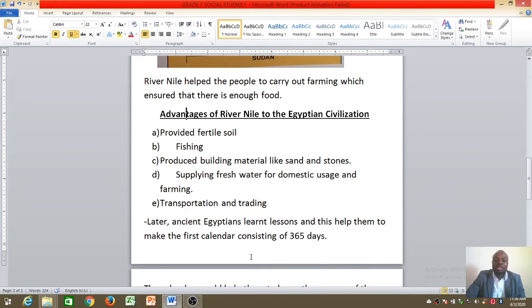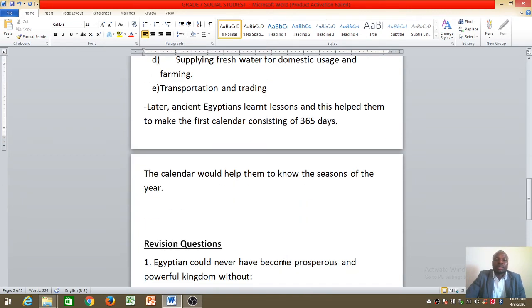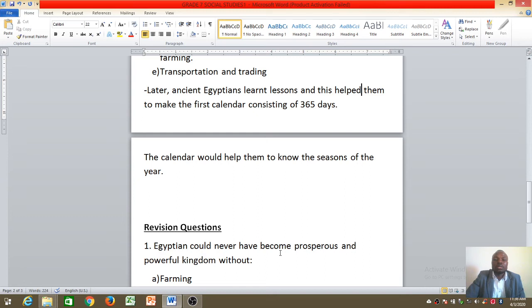Later, ancient Egyptians, ancient means traditional or long time ago, learned lessons, and this helped them to make the first calendar consisting of 365 days. The calendar would help them to know the seasons of the year. We have 4 seasons of the year, so the calendar was used to help them to know in which season there will be rain.